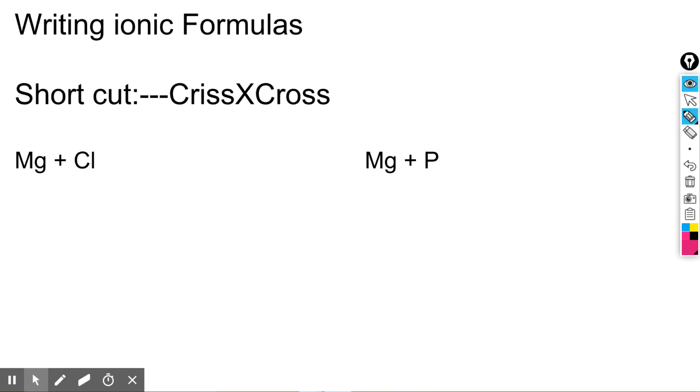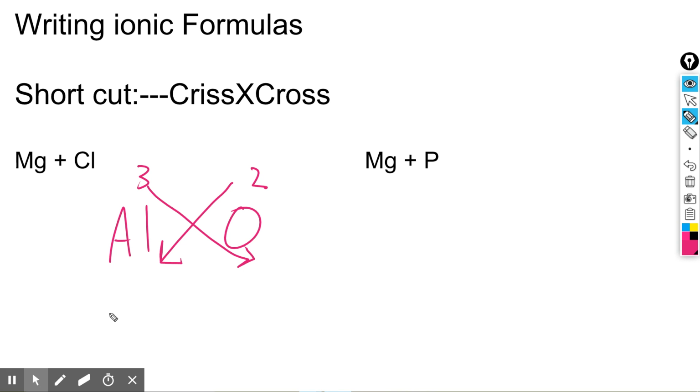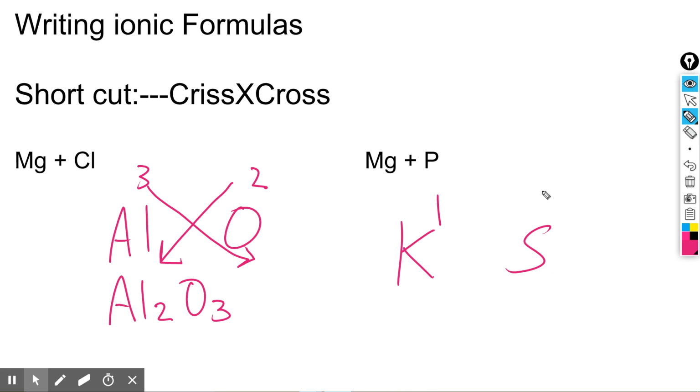Let me do another one. Al and O. The charge of aluminum is normally 3 plus. The charge of O is normally 2 minus. If we crisscross them, what's our formula going to be? Al2O3. I'll do one more. K and S. K is always in group 1. It's 1 plus. S is in group 16, so it's 2 minus. We crisscross our charges. The 2 goes down to the K, and the 1 goes down to the S, and our formula is K2S.